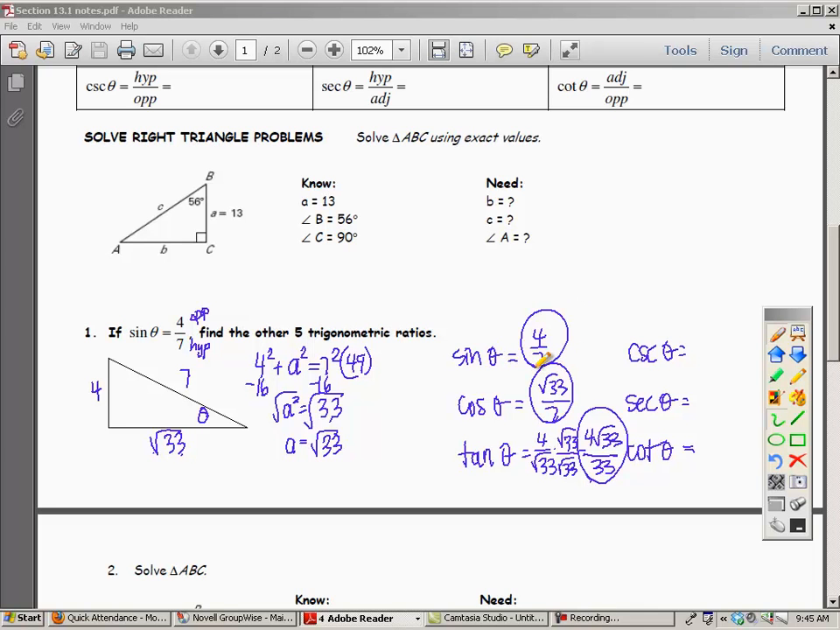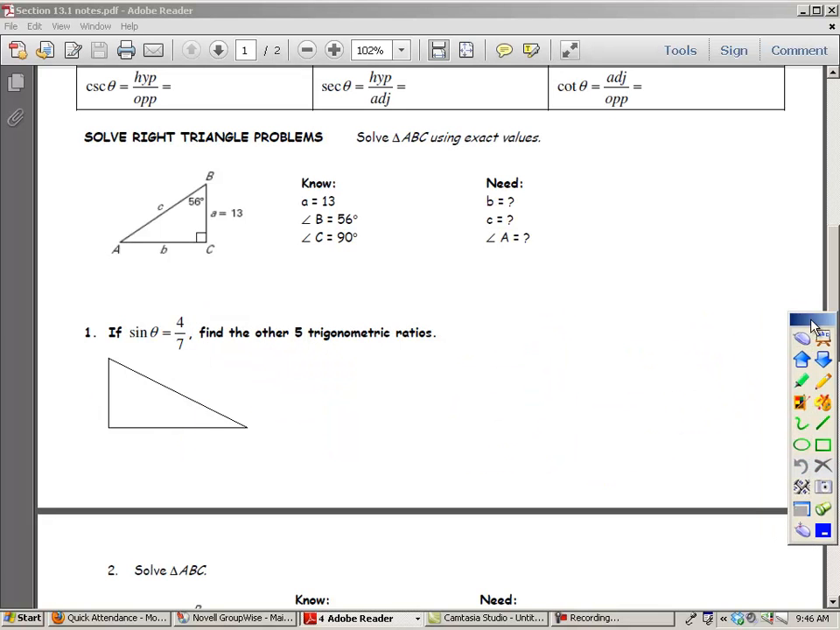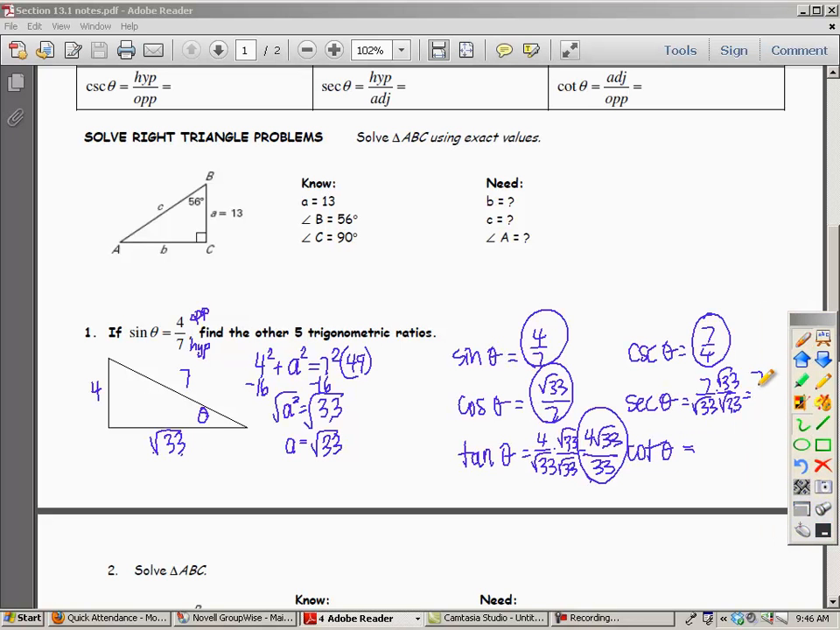All right, cosecant flips a sine, so 7 over 4. Secant flips a cosine, so this is 7 over the square root of 33. And again, we're going to rationalize this, and I'm going to try and save myself some room. You end up getting, let me move this over, 7 square roots of 33 over 33. And 7 and 33 can't reduce, so this is the one I keep.